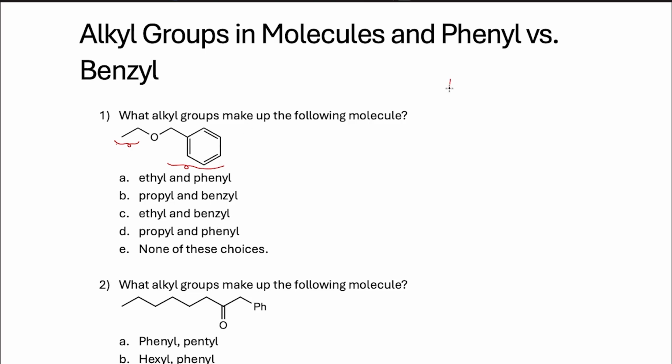Remember our quick mnemonic MEPB, my excellent protein bars. M is 1 carbon, E is 2 carbons, P is 3 carbons, and B is 4 carbons. So methane, ethane, propane, butane. I see 2 carbons to the left of the oxygen, and so I have an ethyl group to the left. And out to the right, I see a benzene ring, which means I could have either a phenyl group or a benzyl group. However, remember that this free carbon, this CH2, makes it a benzyl group. And so my answer choice should be C, ethyl and benzyl.